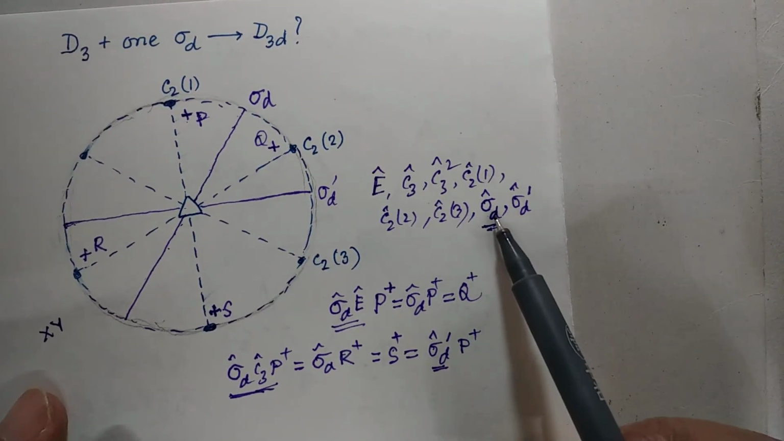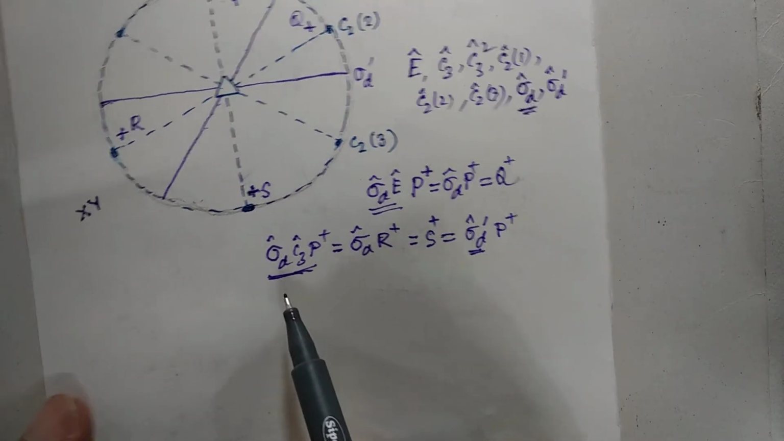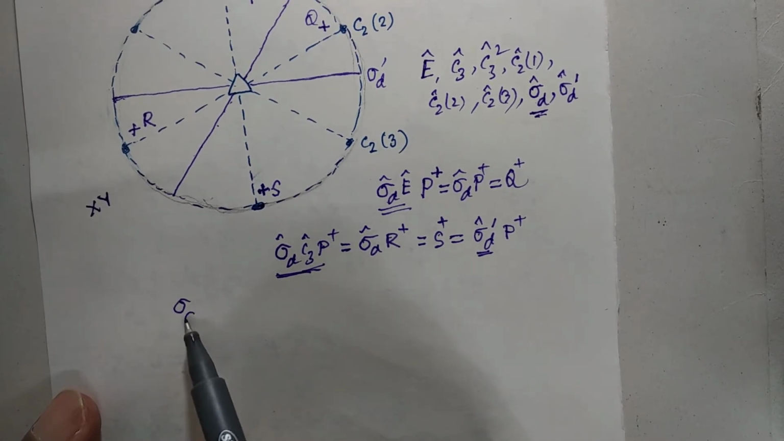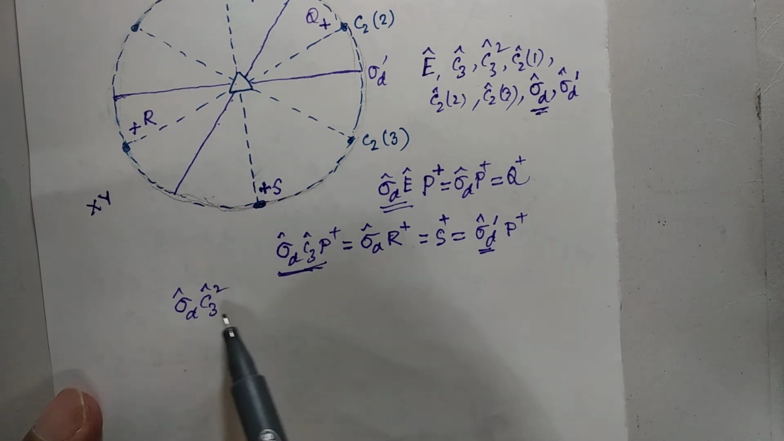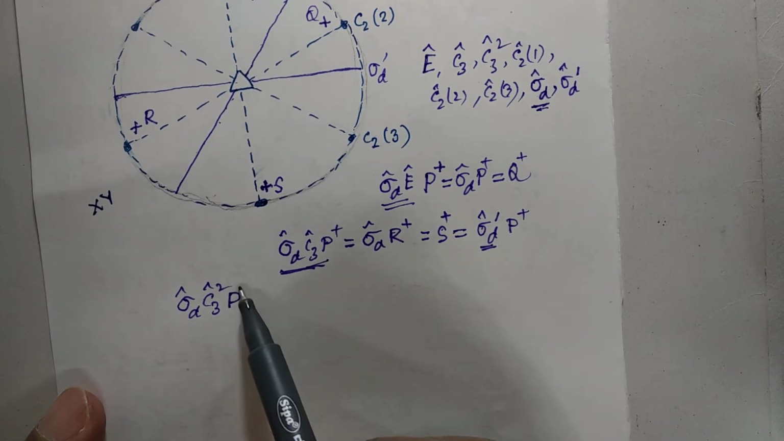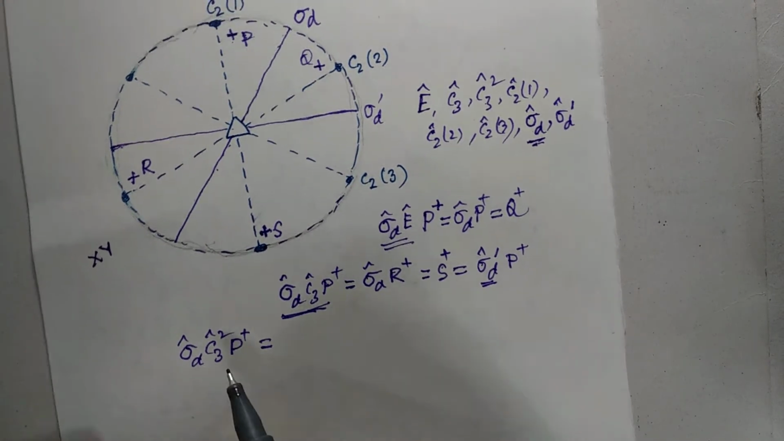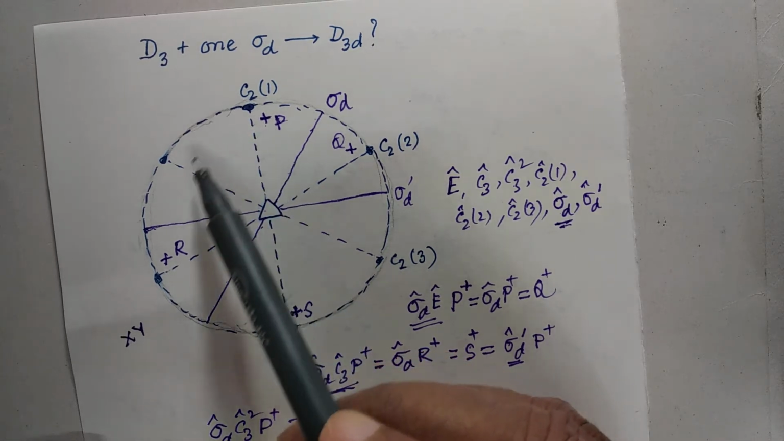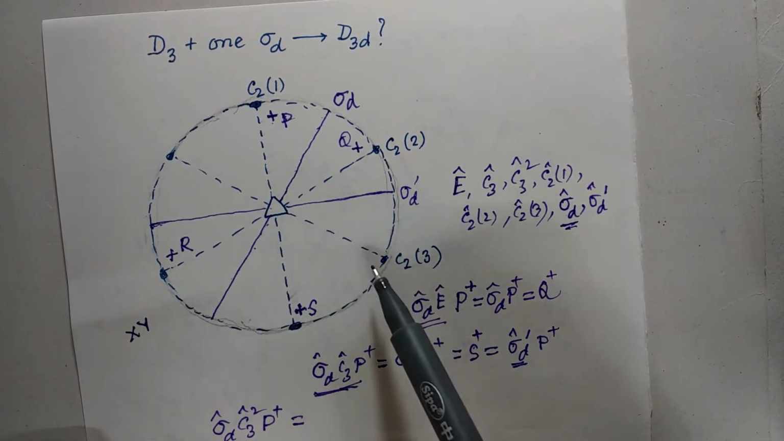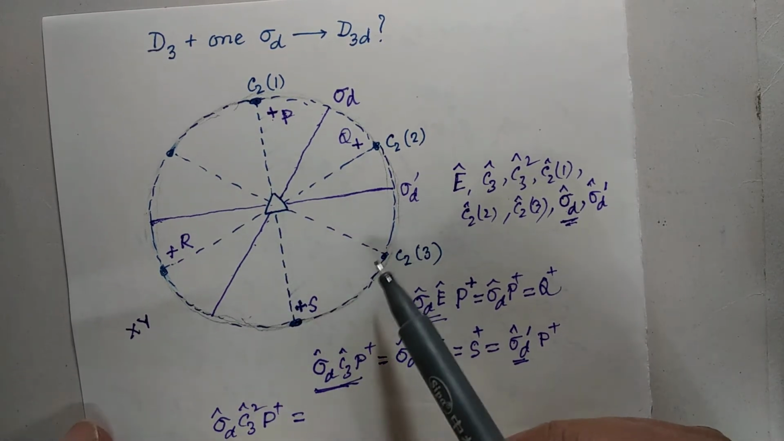Then we have to multiply sigma d with C3 square, and see its effect on P plus. C3 square on P plus, C3 square means one C3, then again C3. P plus by a C3 square rotation will come here.